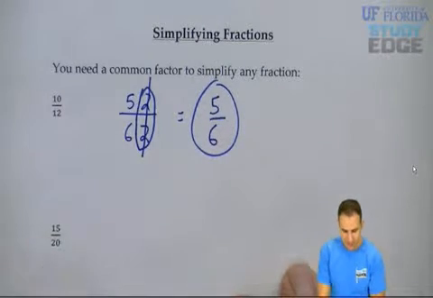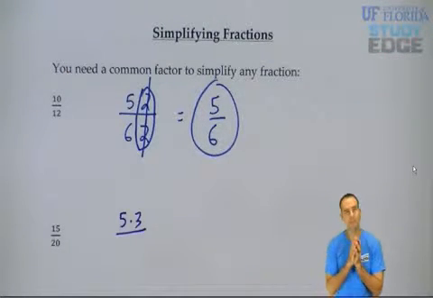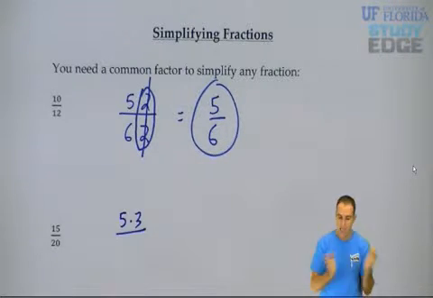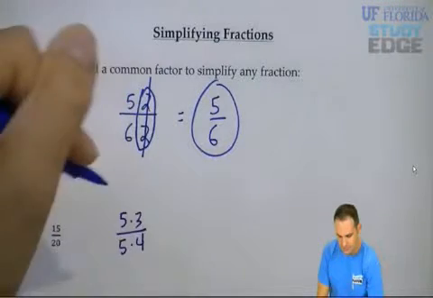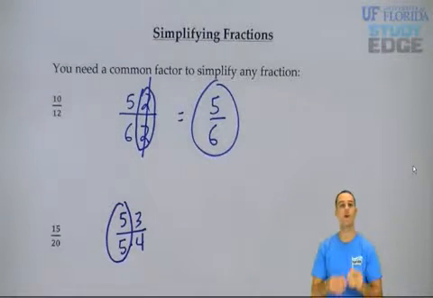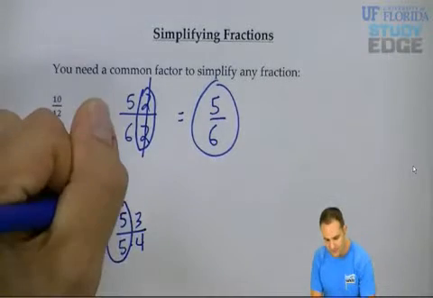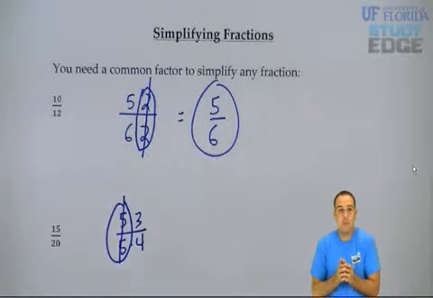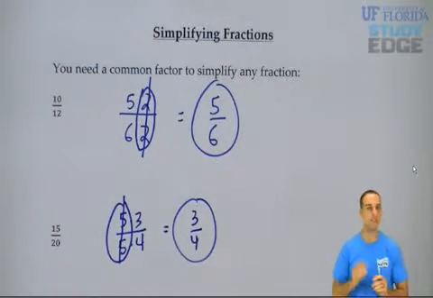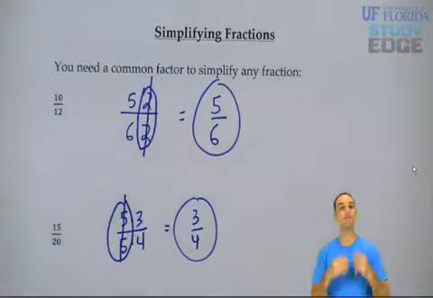Let's do another. 15 is 5 times 3. 20, well, let's see. 20, you can say 2 times 10. You can say 5 times 4. And in the end, you want to use 5 times 4, because in this case, the common factor is 5. And you want to simplify any common factors to simplify the fraction. 5 divided by 5 simplifies because it's just 1. And the final answer will be 3 divided by 4. So you're starting to see what we're doing? We're trying to simplify the fraction to be in reduced or simplified form.